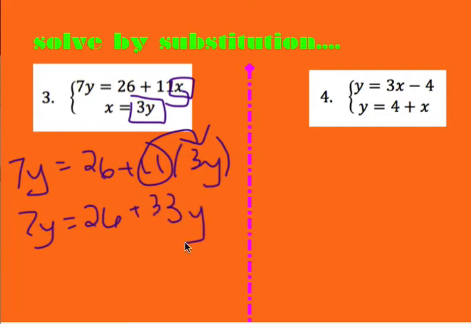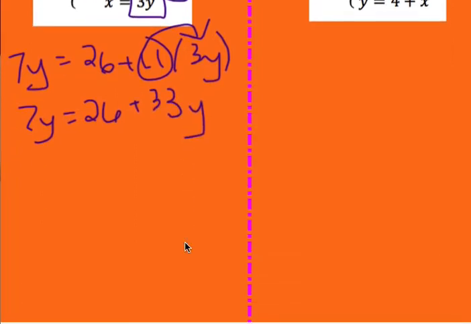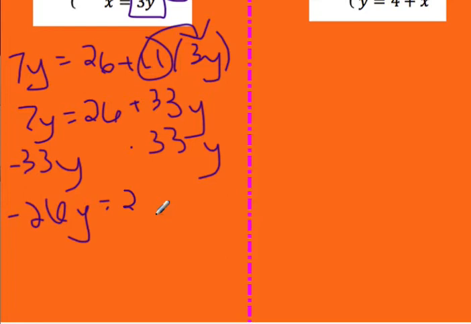Now in order to solve this equation, I need to get my y's on the same side. So I'm going to subtract 33y over to the other side so that I just have y's on that left-hand side. Well, 7 minus 33 is going to give me negative 26y is equal to 26. Now, I need to divide both sides by negative 26 so I can solve for y. 26 divided by negative 26 is going to give me a negative 1. So y is equal to a negative 1.